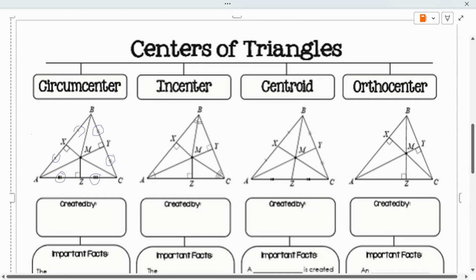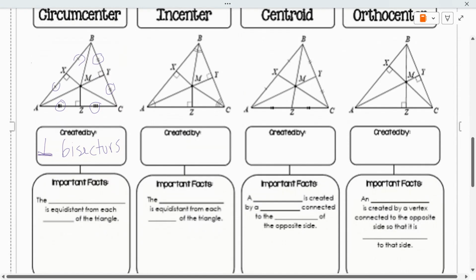And I have a perpendicular. These are created by perpendicular bisectors. That's the symbol for perpendicular bisectors. So what are the important facts? Well, the circumcenter.